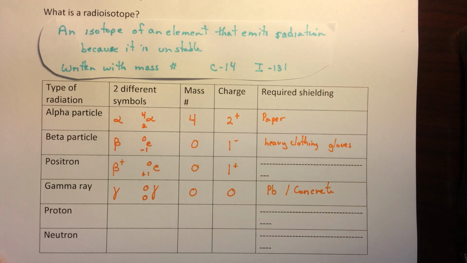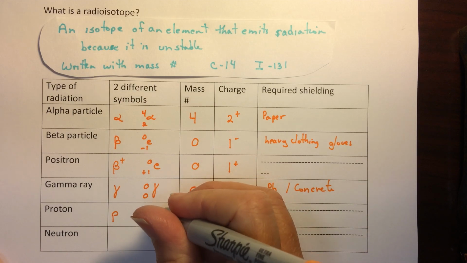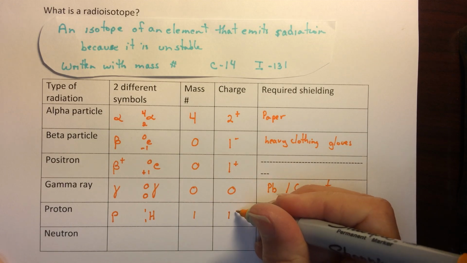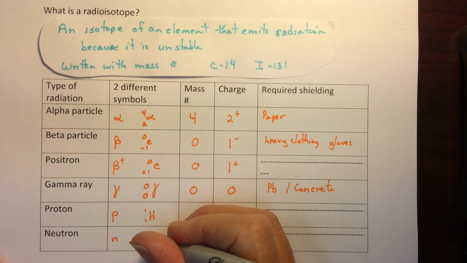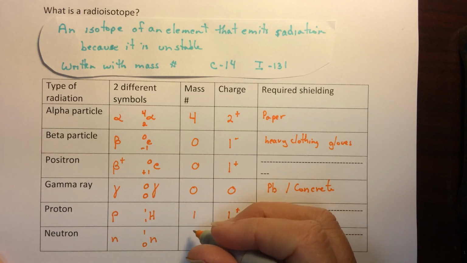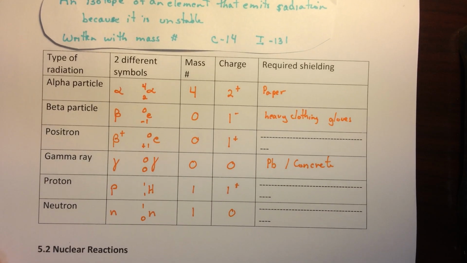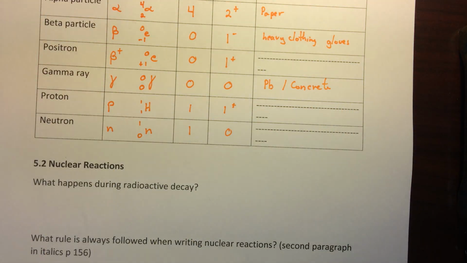to stop it. A proton, a helium nucleus, has a mass of 1 and a charge of 1. The helium nucleus with no electrons. And a neutron has a mass of 1 but no charge. Okay, so those are the types of particles that are released by radioactive compounds.